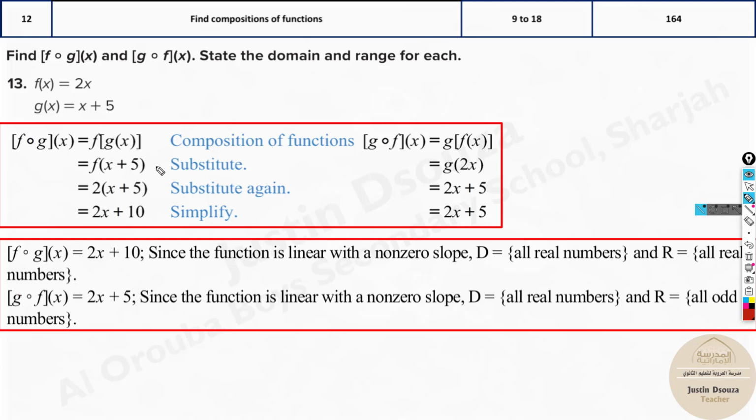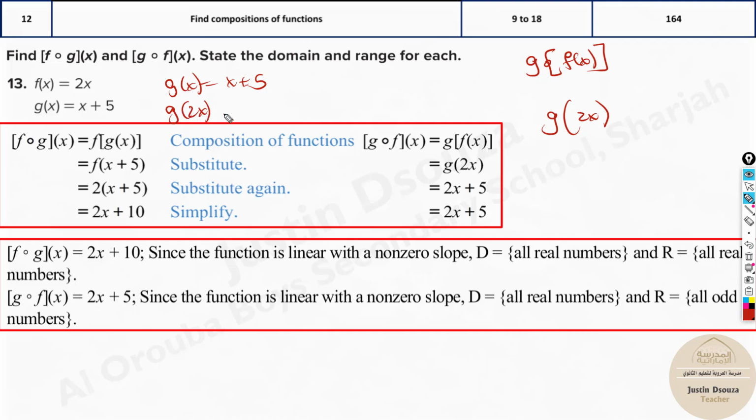It's a linear function. Now what about g of f of x, like this? Same thing. g of what is f of x? 2x. Now what is g of x? See, g of x is x plus 5. Now g of 2x must be 2x plus 5. Wherever x is there, you substitute this value. This is 2x plus 5. That's it. You can't simplify it further. So this is also a polynomial. All real numbers are the solutions.